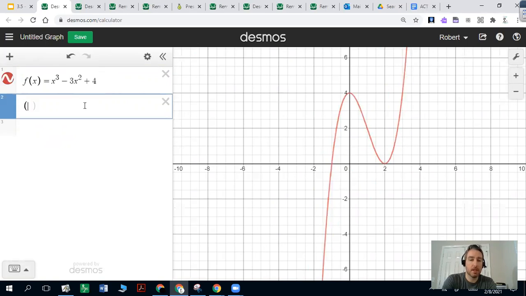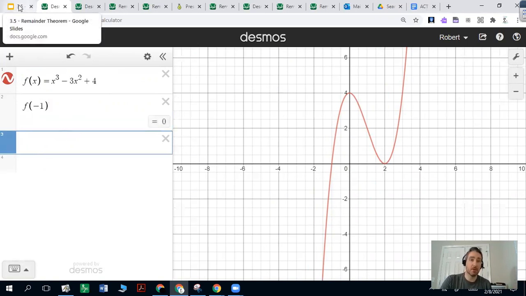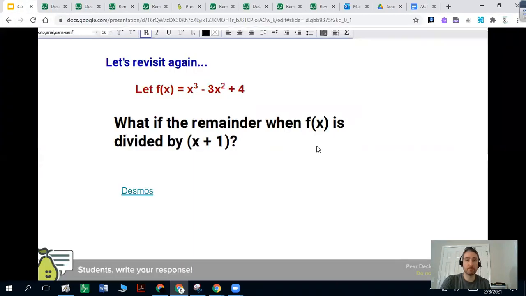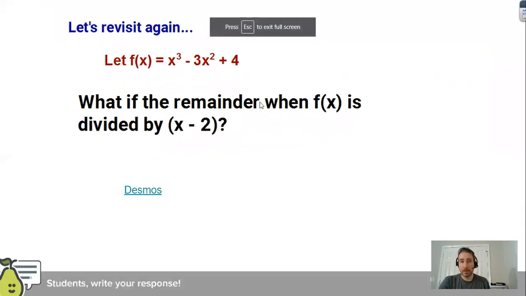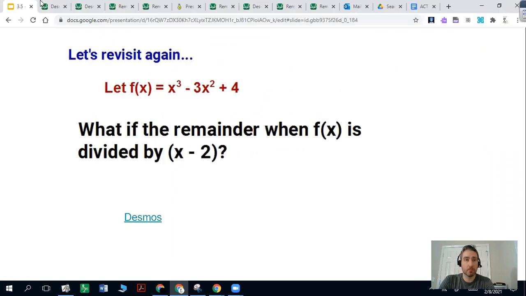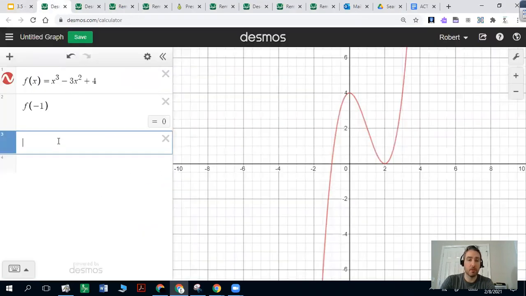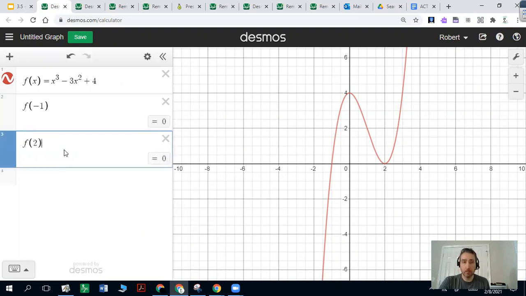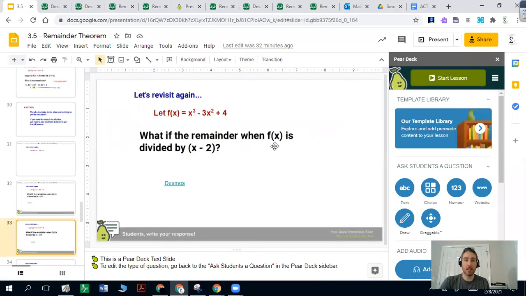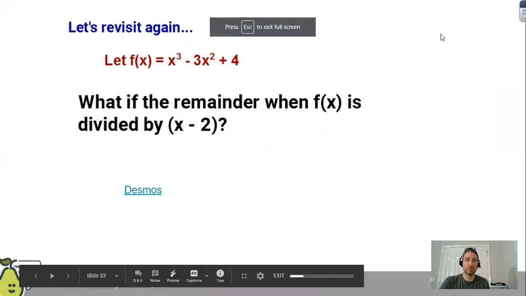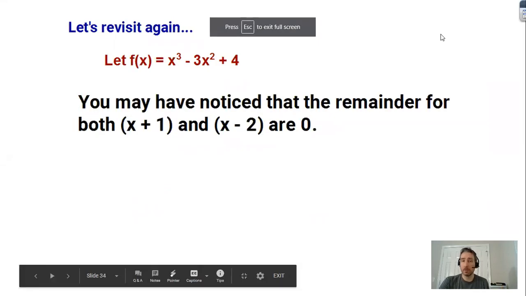So if I did f of x plus 1, that would be f of negative 1, right? Because you have to do the opposite of that, and you get 0. What about x minus 2? That'd be f of 2. You get 0 for both of those. So what is that connection? You notice they're both 0.